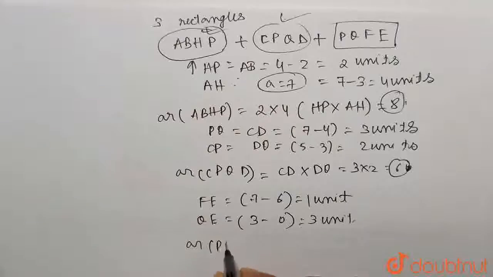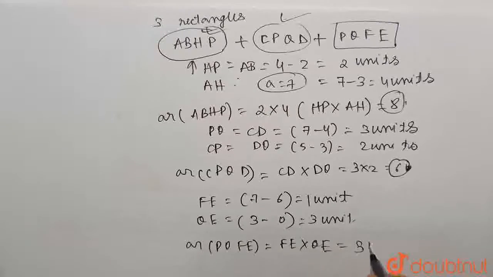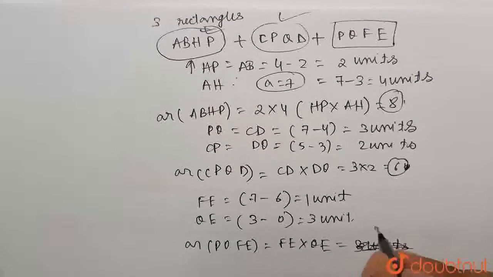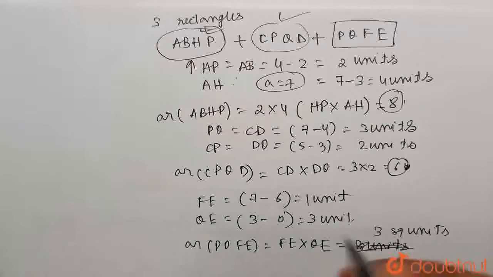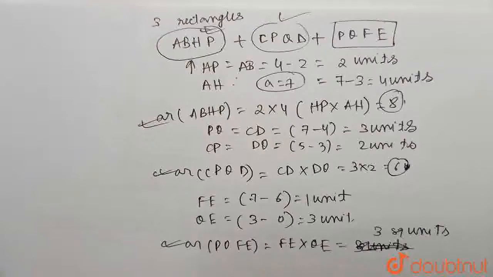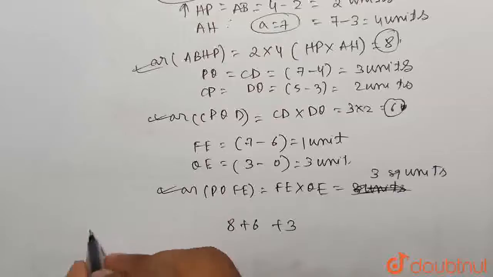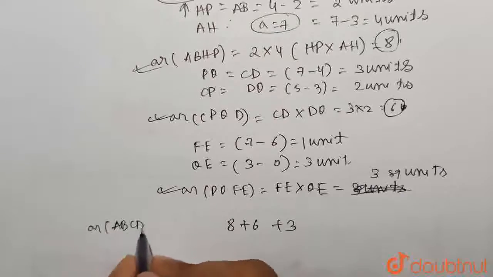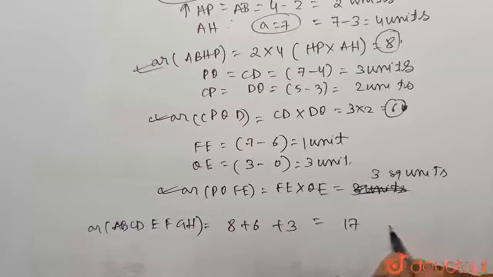So I can easily just multiply them. The area of PQFE will be equal to FE into QE, so this will be equal to 3 square units, obviously, because we are multiplying. So if I just add them up, it will be 8 plus 6 plus 3. So the area of ABCDEFGH will be equal to 17 square units.